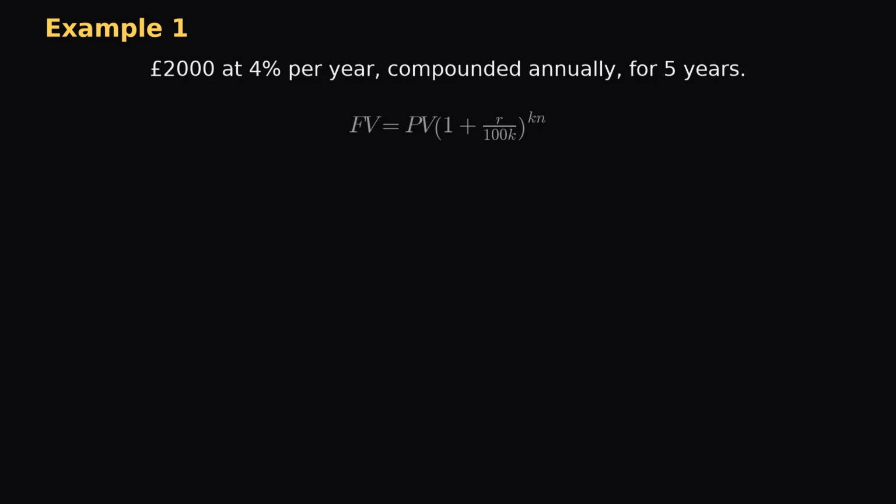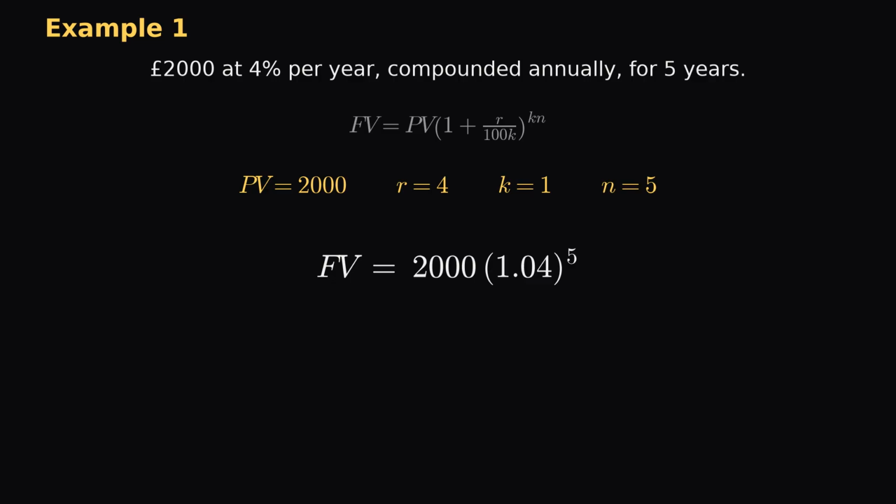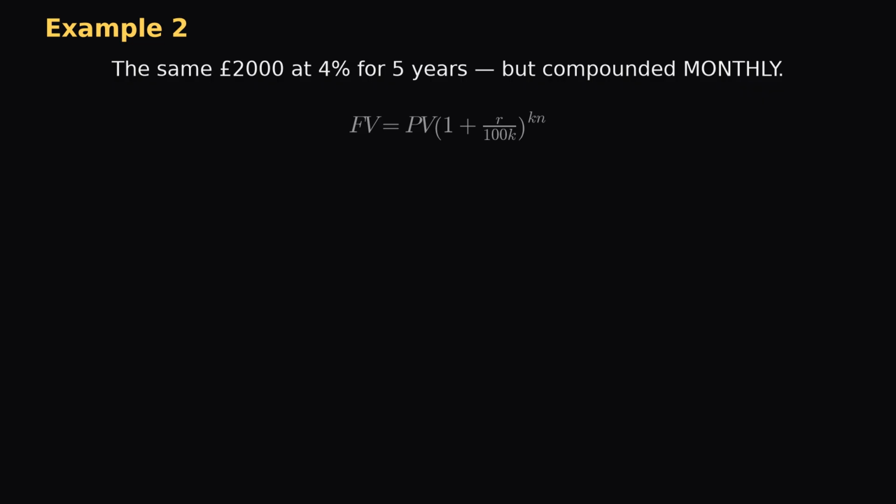Example 1. £2,000 invested at 4% per year, compounded annually for 5 years. K is 1, so the multiplier is 1.04. 2,000 times 1.04 to the power 5. 1.04 to the fifth is 1.21665. Times 2,000 gives £2,433.31.